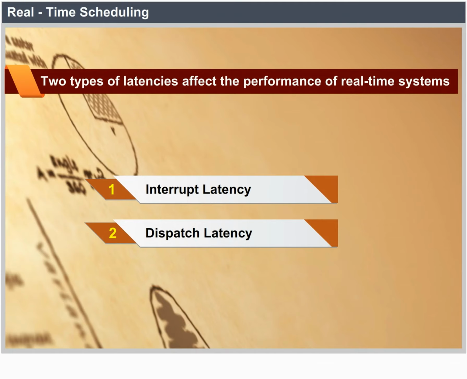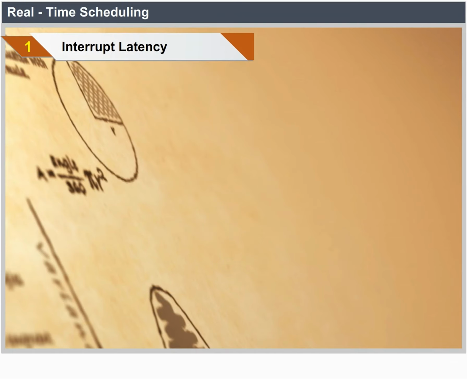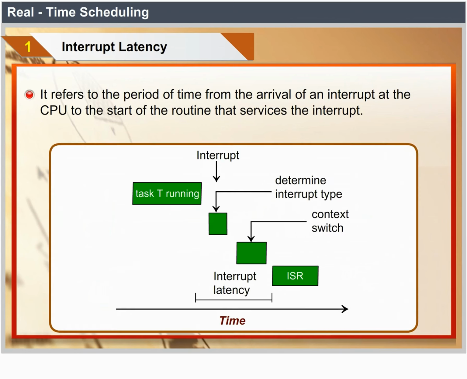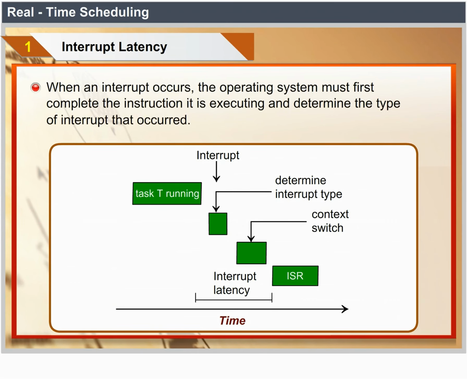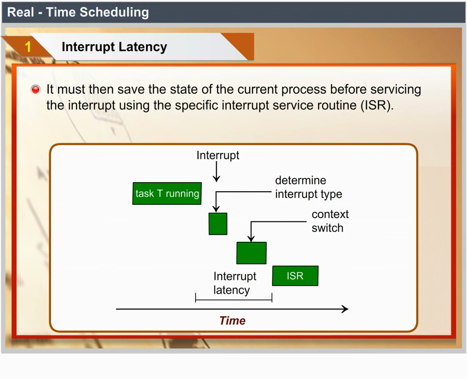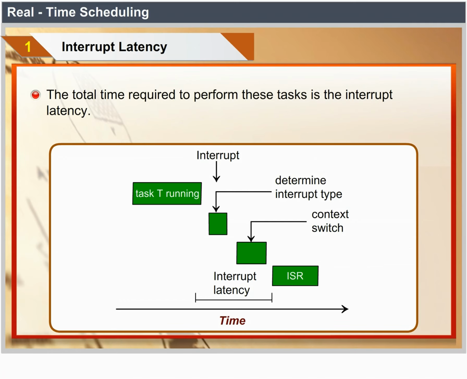Interrupt latency. It refers to the period of time from the arrival of an interrupt at the CPU to the start of the routine that services the interrupt. When an interrupt occurs, the operating system must first complete the instruction it is executing and determine the type of interrupt that occurred. It must then save the state of the current process before servicing the interrupt using the specific interrupt service routine, ISR. The total time required to perform these tasks is the interrupt latency.